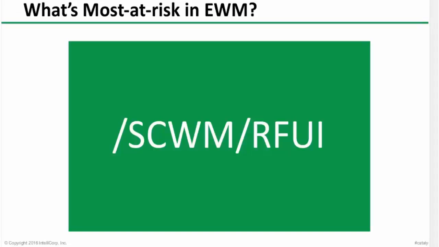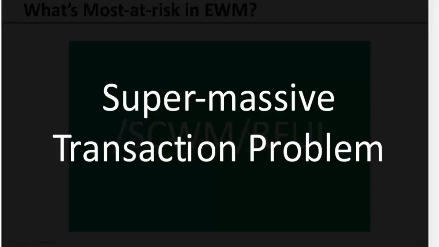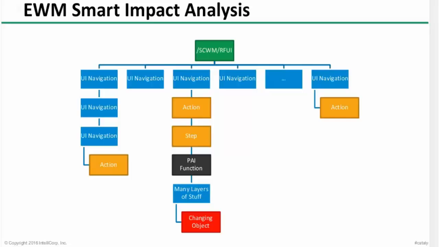Well, RFUI. So we knew we had to have a way of going into your system and getting down to a more granular level to be able to help you with the EWM system. One transaction was not going to do it. And that brings up the supermassive transaction problem. So we all know that RFUI is a far-reaching transaction.